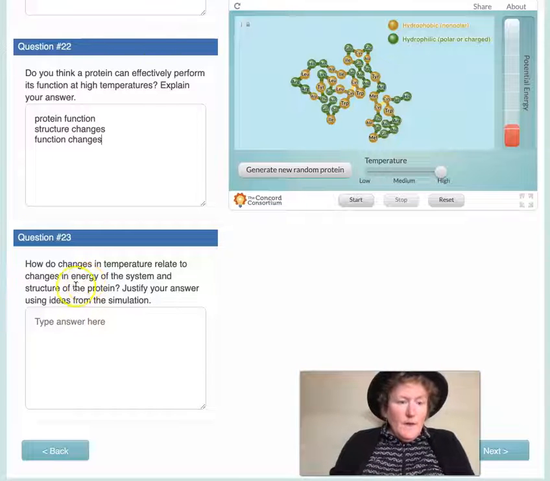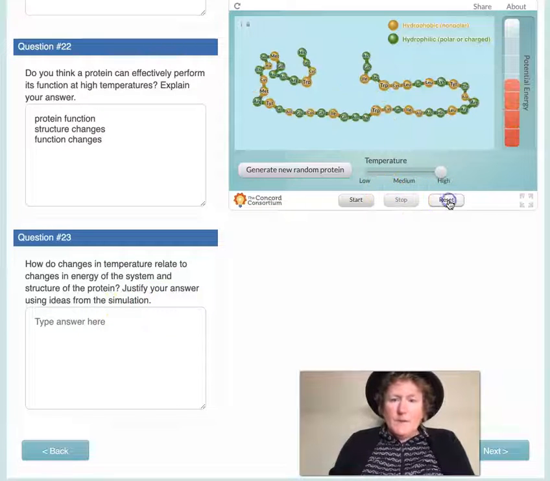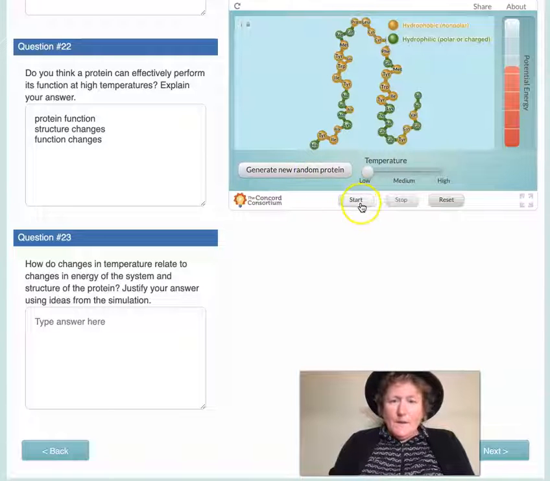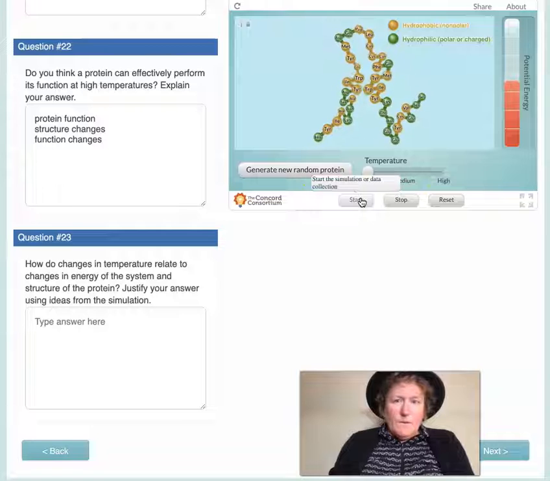Question 23 asks us, how do changes in temperature relate to changes in energy of the system and structure of the protein? Justify your answer using ideas from the simulation. Well, let's watch what happens. So we've got a protein, let's get a new one here. We've got a protein at low temperature moving pretty slowly.